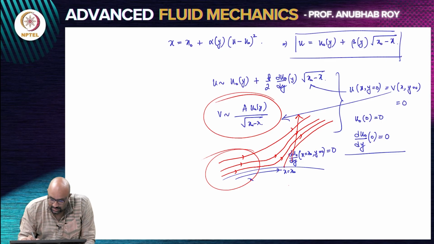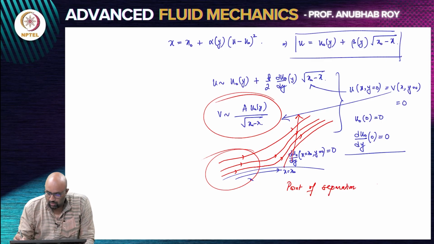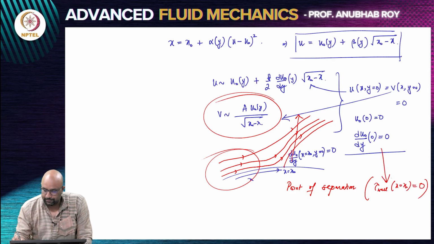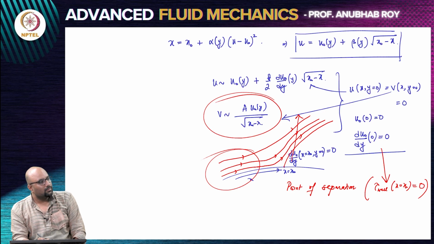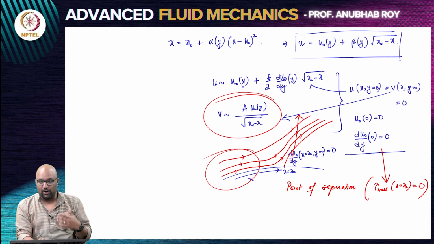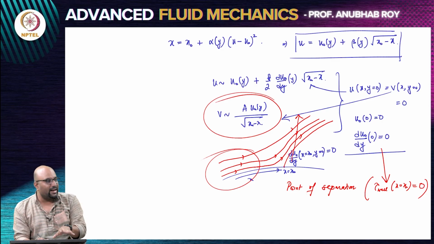So, this is known as the point of separation, which is the criterion being that your wall shear stress at the point of separation is equal to 0. Usually, when you read about point of separation, it starts off with this argument that point of separation is where the wall shear stress is 0. So, what we did here, we tried to arrive at that result.